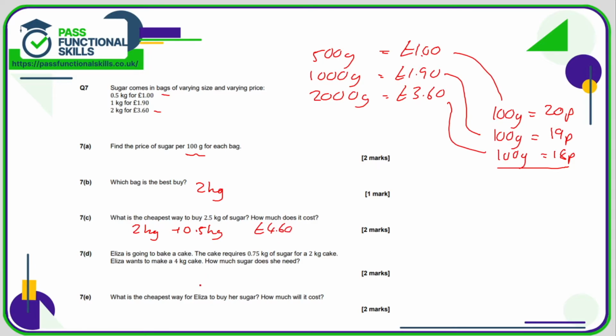So for 7D, Eliza's going to bake a cake. The cake requires 0.75 kilos of sugar for a 2 kilo cake, but she wants a 4 kilo cake, which means she's going to need twice as much sugar. 0.75 times 2 is 1.5 kilos of sugar. And the cheapest way for Eliza to buy 1.5 kilos is to simply buy a 1 kilo bag and a half kilo bag, and the price for that is going to be £1.90 plus £1, and that is therefore £2.90.